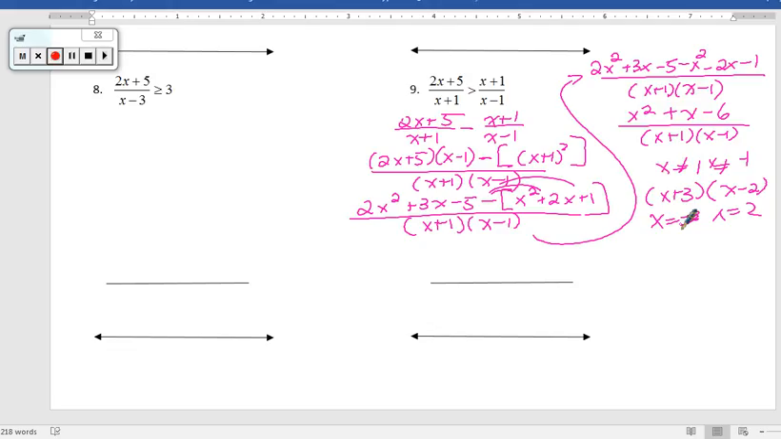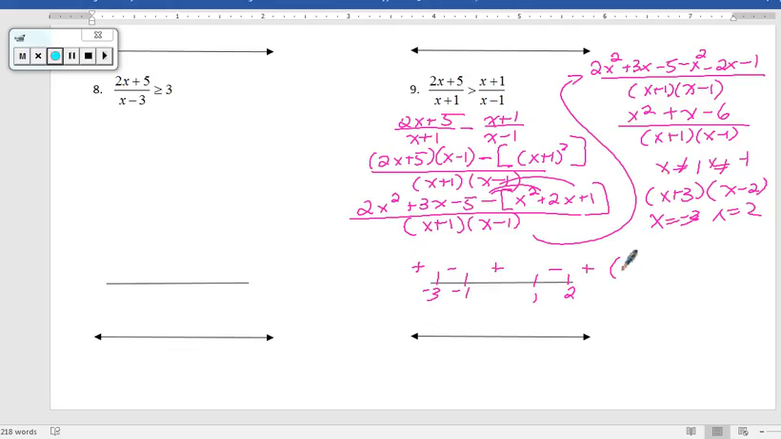Anyway, so our critical values are where x cannot equal, so that's 1 and negative 1. And we also have negative 3 and a positive 2. Again, plugging in values in those intervals, I wind up with a plus, minus, and a plus. We're looking for this to be greater than 0. So we're looking at all the intervals where it's going to be positive.